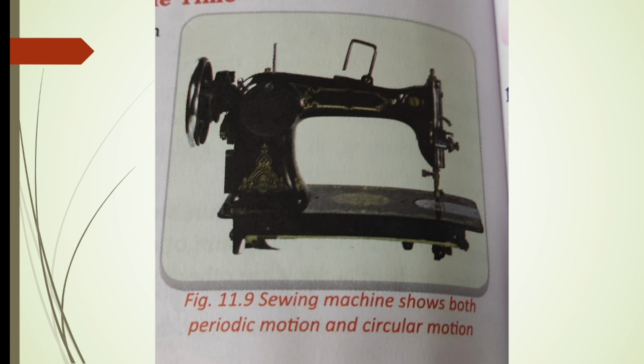Sewing machine is also an example of combination of motion. Here you see the wheel undergoes circular motion, and this needle undergoes periodic motion. So when this sewing machine starts operating, at the same time, circular motion and periodic motion take place. A combination of two motions.